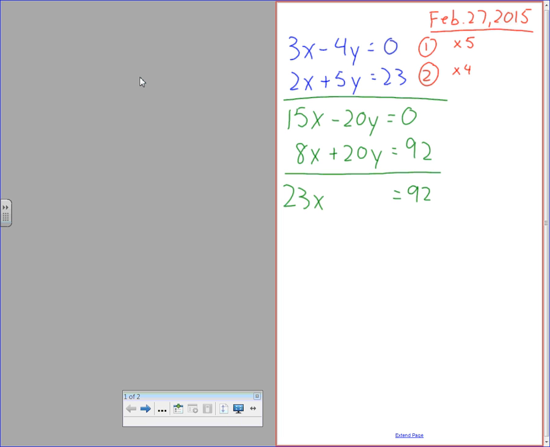Okay. Great. How do we solve for x? What's the last step to solve for x? Divide by 23. And you should hopefully get a nice number of 4, I think. Is that 4? I got 4.